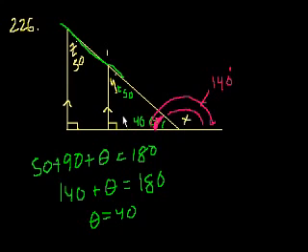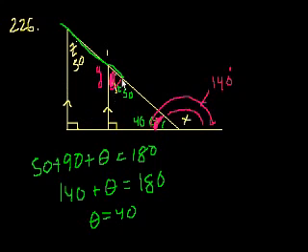So they wanted to know what x plus y is. Well, x is 140, y is 50. So 140 plus 50 is 190 degrees. And that is not one of the choices. So I must have, oh, I see my mistake. This angle right here, actually, we're still completely fine. This angle right here isn't y. This angle right here is y. But everything we did so far still holds.